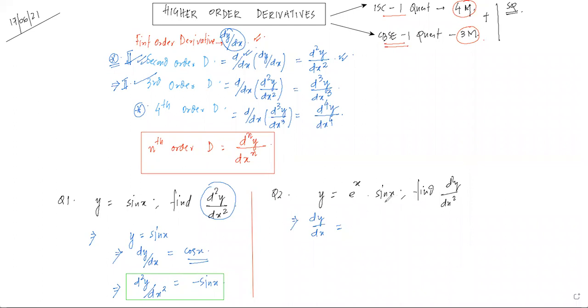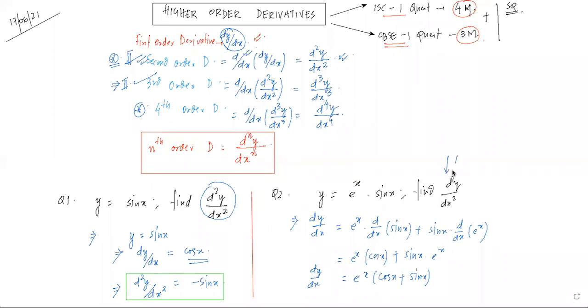And to differentiate this function, on the right hand side we can see a product rule to be applied. So we can write e to the power x d/dx of sin x plus sin x into d/dx of e power x. So this gives me e power x into cos x plus sin x into e power x. I took e power x common, and what we have is cos x plus sin x. But this is only dy by dx.